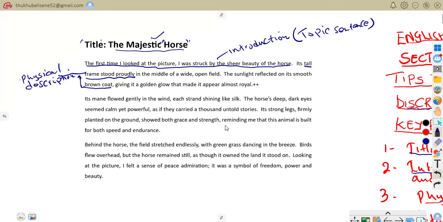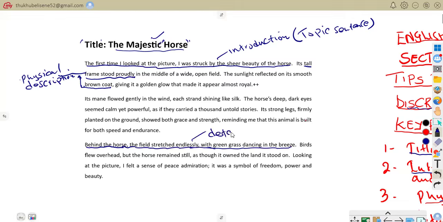So moving on to another key point that our descriptive essay should have, we talked about details of surrounding, where we describe what is around the horse. So as you can see here, it says, behind the horse, the field stretched endlessly with green grass dancing in the breeze. So here we are talking about details of surrounding.